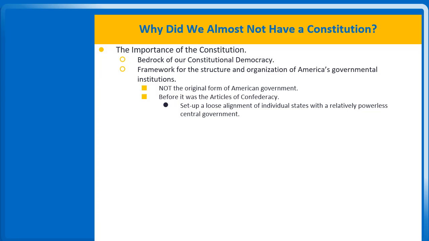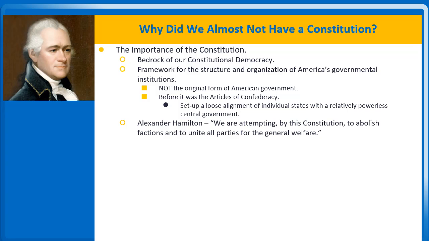Since it was based on handshakes and promises between the states, all the power went to each individual state, requiring the states themselves to work together for the nation's common good. What little power the central government had was useless unless the states themselves would find a way to unite. This was not possible until the founders devised a stronger way to bind the states together, and that was the Constitution. As Alexander Hamilton said of the founders, "We are attempting by this Constitution to abolish factions and to unite all parties for the general welfare."